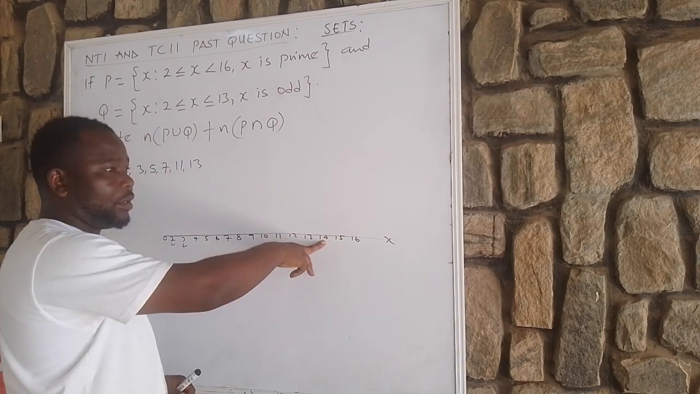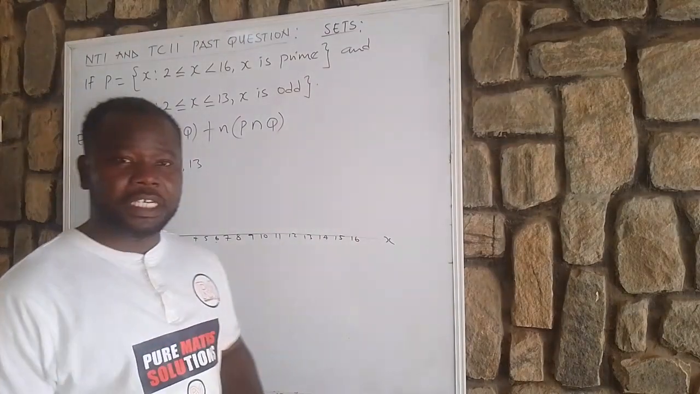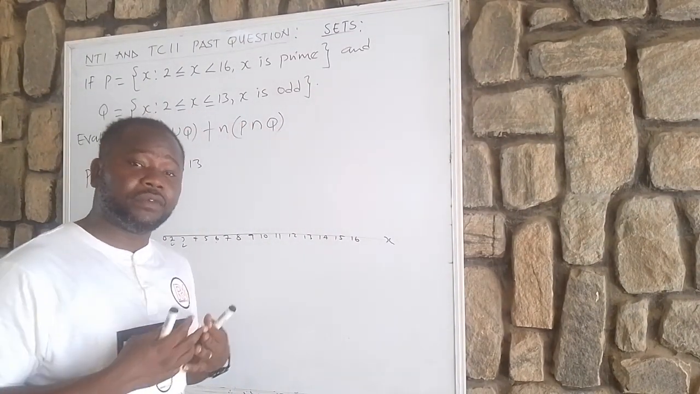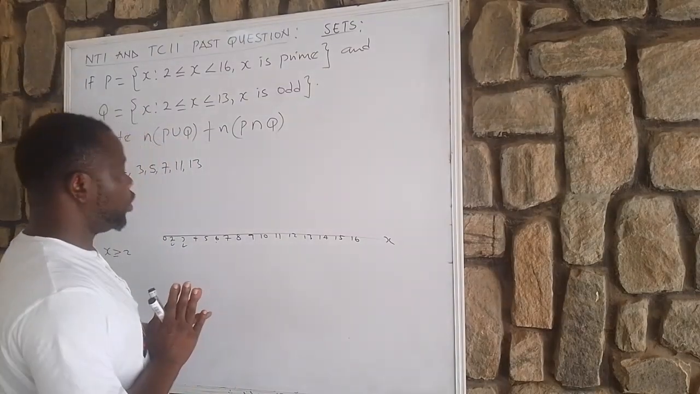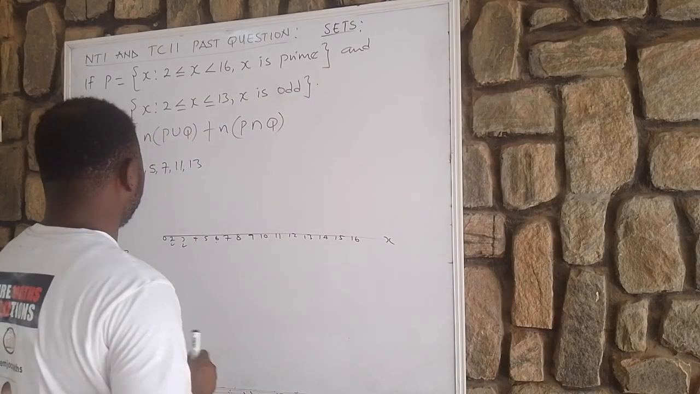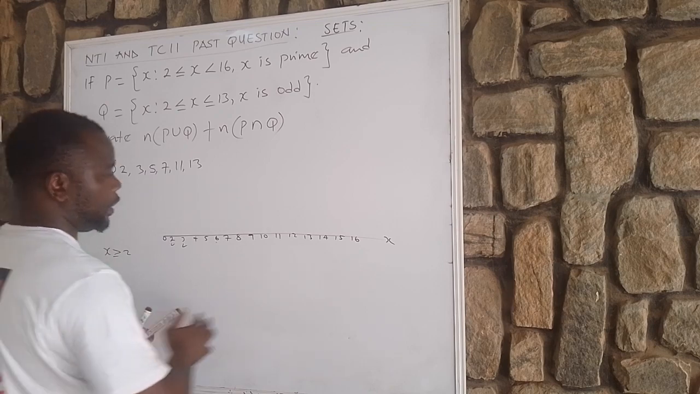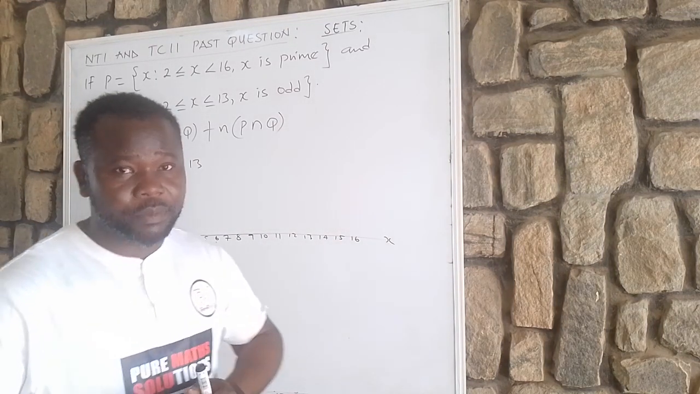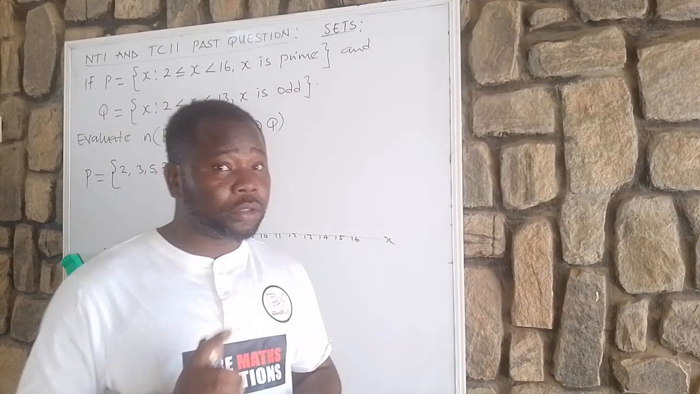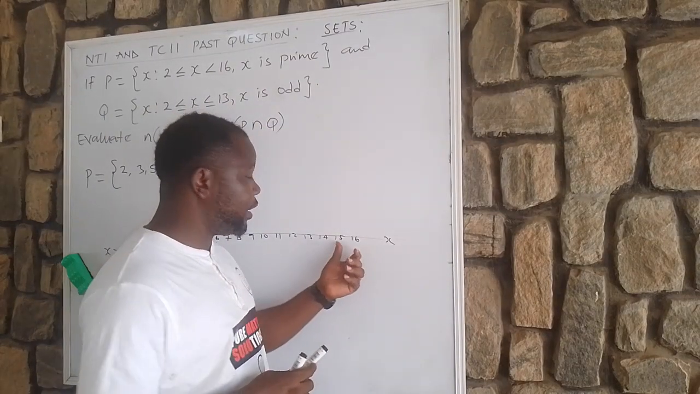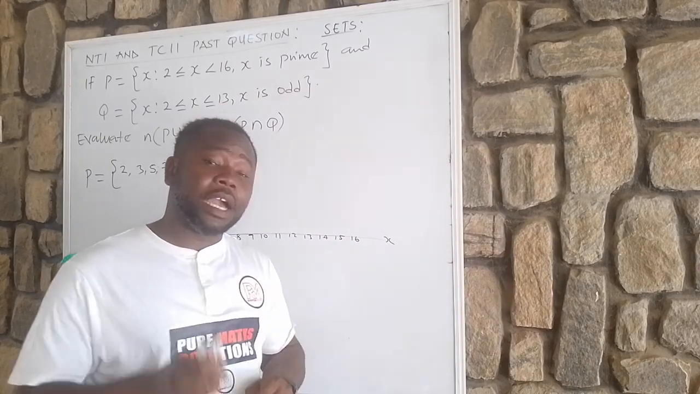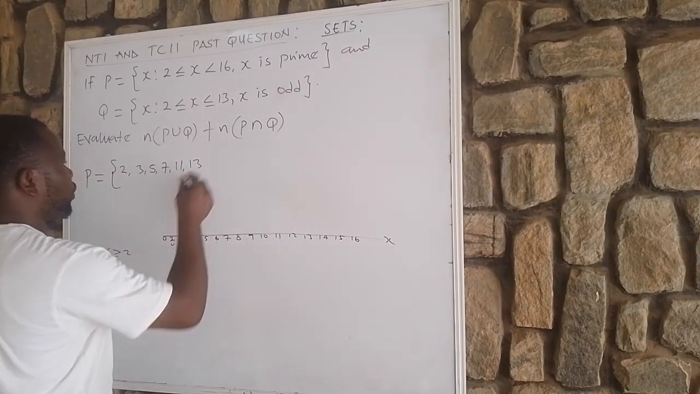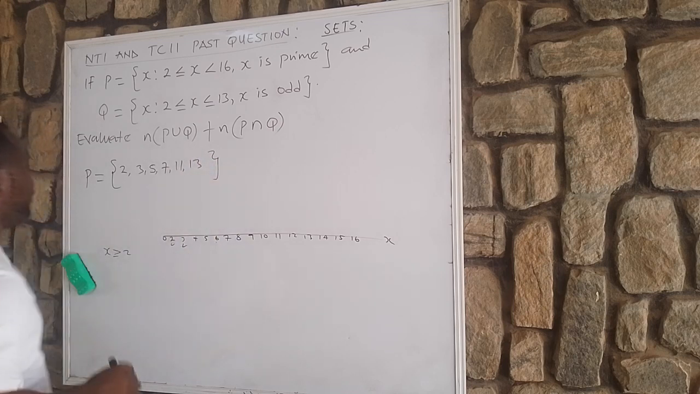Let's consider 14. 14 can divide itself and 1. It can also divide 2. It can also divide 7. So 14 is not included here in the set P. Then 15 is not a prime number. It can divide itself and 1, but 15 can divide 3. It can also divide 5. True or false? Yeah. So we stop here.